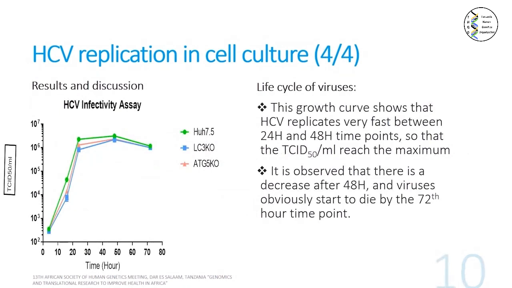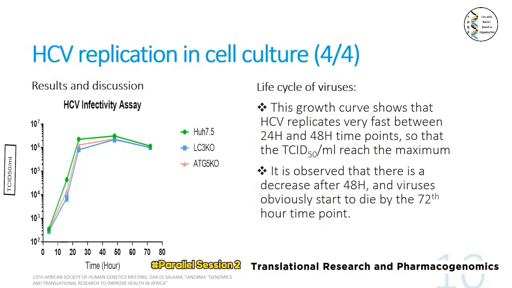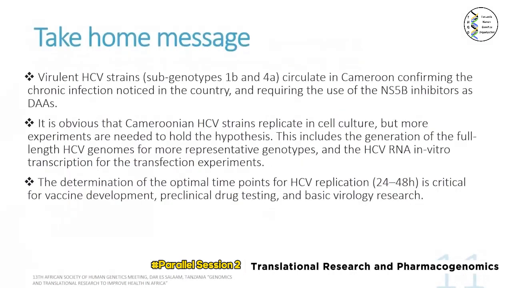From these experiments, as you can see, the growth curve shows that HCV replicates very fast between 24 and 48 hours time points, so that the median tissue culture infectious dose per milliliter reaches the maximum. But after 48 hours, it is observed that it decreases, meaning that viruses start to die in the medium. So there is no more release of infectious viruses, or they are dying, after the 72nd hour time point. So obviously this means that the appropriate time point for this cell culture experiment for the replication of this virus is determined.